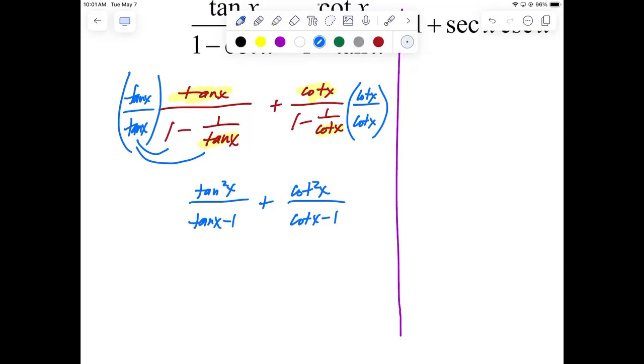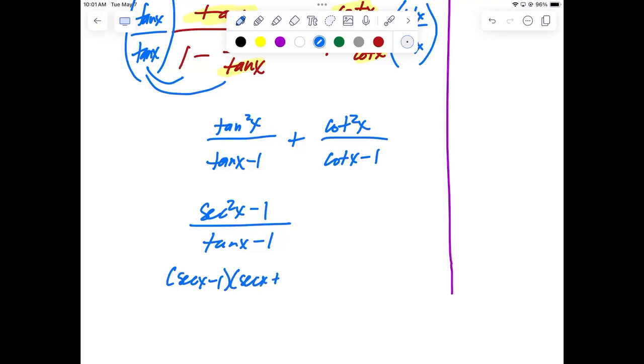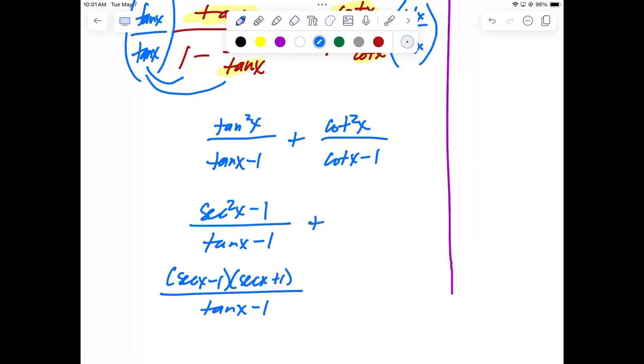Hold on. At this point, I asked that fellow what he could do, and he said, "Hey, can we call tangent squared secant squared of x minus 1?" I said, "Yes, we can. That's baby fid number 1." And then we can call that secant of x minus 1 times secant of x plus 1, all over tangent of x minus 1. And I was like, yes, we can. We can still do that.